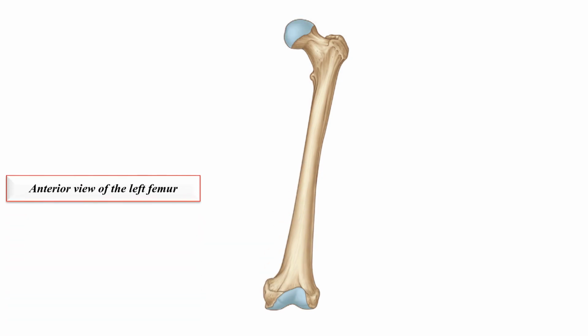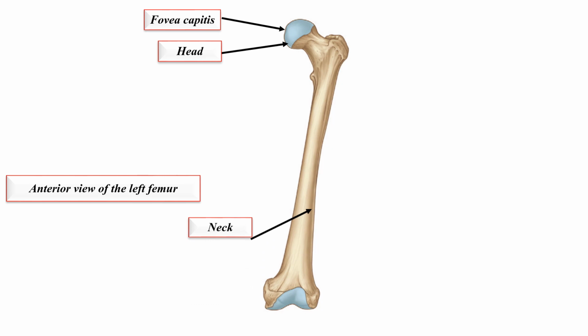This is the anterior view of the left femur. This is the head of the femur. It is a rounded head. As we said, the head of the femur is directed upward, medially and slightly forward to fit into the acetabulum. In the head of the femur, we will find the fovea capitis. It is a depression or a pit in the medial side of the head of the femur. This fovea capitis is for the ligament of the head of the femur.